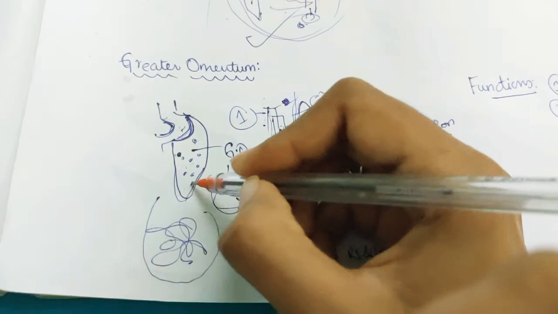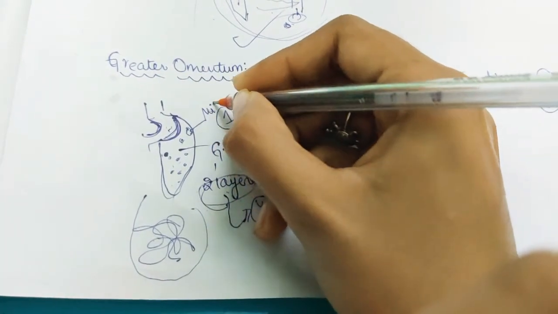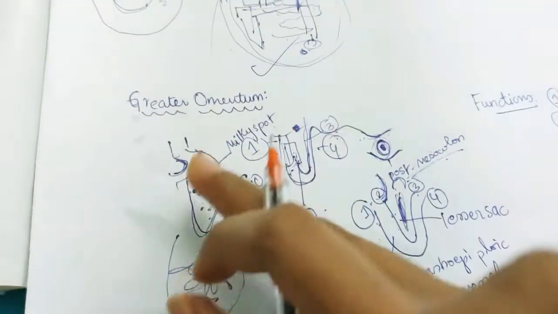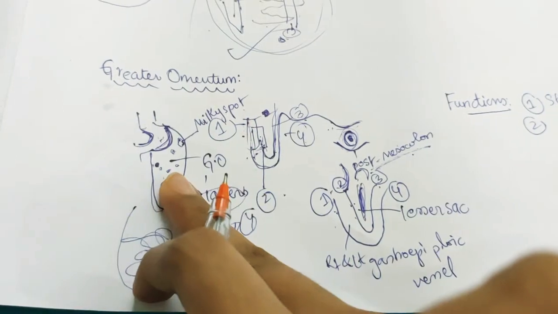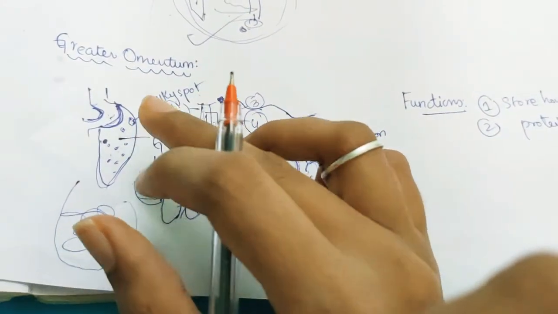So as I said, these are the fenestrations. So like that only there will be some spots like this. These are milky spots. So milky spots are formed by group of macrophages which are present in greater omentum. They act as a protection function against the infections. They can be seen clearly with the naked eye.